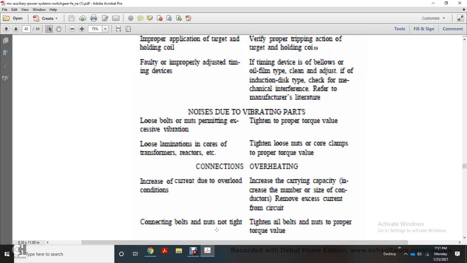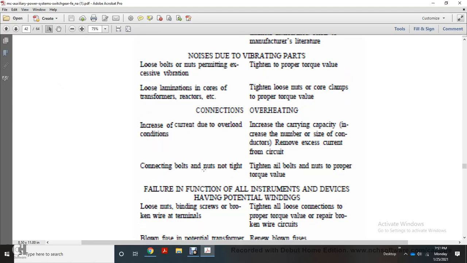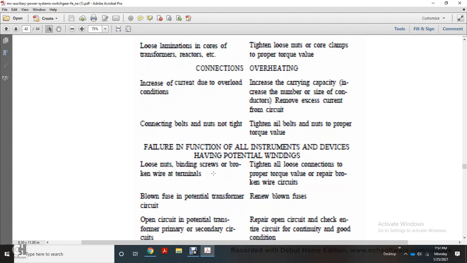Noises due to vibration: a loose bolt or nut permitting excessive vibration in transformers, reactors, light limitation cones and core clamps. Tighten the loose nut to the proper torque value. Overheating: increased current due to an overload condition. Increase the current capacity, increase the number or size of the conductors, and remove the excessive current from the circuit. Connect the bolts, not too tight; tighten all the bolts and nuts to the proper torque value.